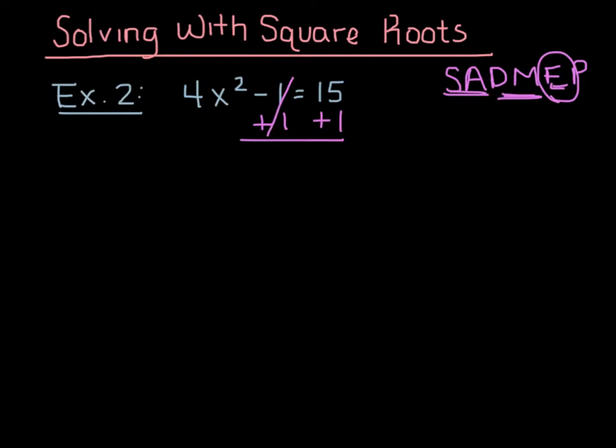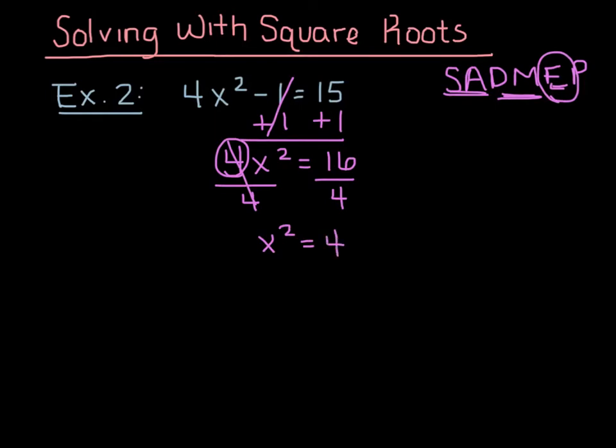Okay, that's going to leave me with 4x squared equals 16. And I know you're tempted to take a square root right now, but we can't take a square root until we're down to just x squared, or just something squared. So before I can do that, I need to get rid of this 4 here. And I'm going to do that by dividing by 4. Divide by 4, divide by 4. So x squared equals 4.